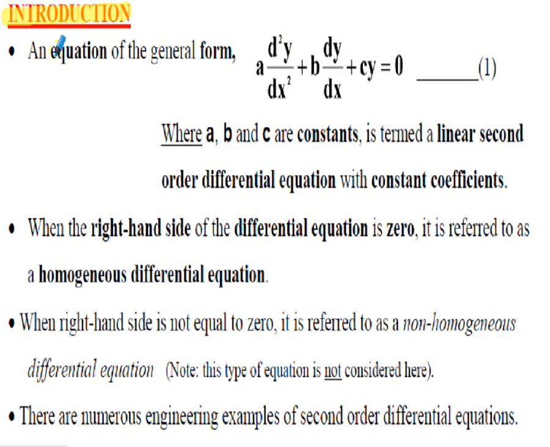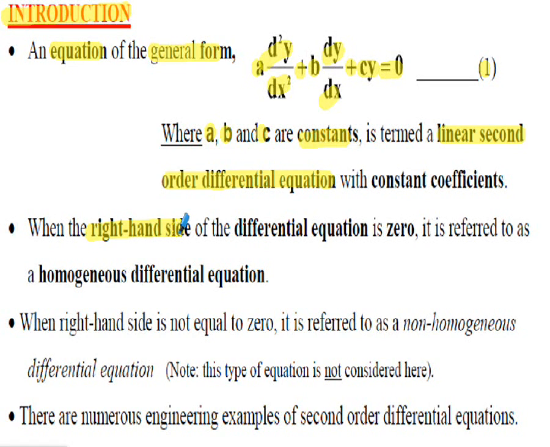Introduction. An equation of the general form a multiplied by d2y by dx squared plus b multiplied by dy by dx plus c multiplied by y is equal to 0, called equation 1 here, where a, b, c are constants, is termed a linear second-order differential equation.